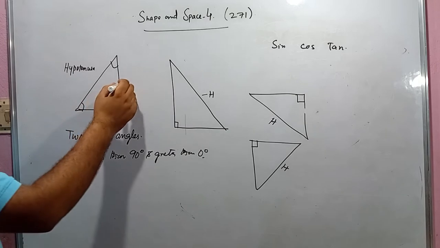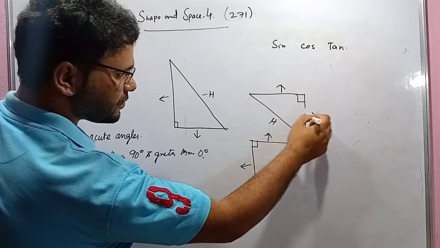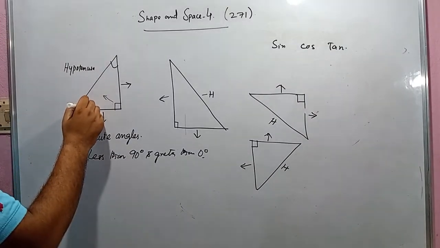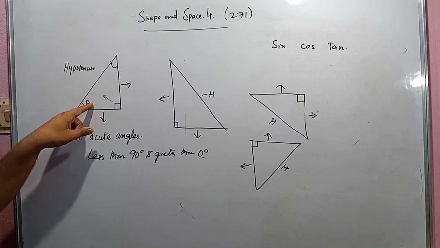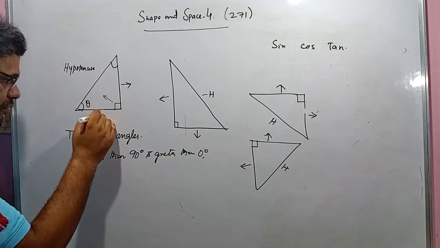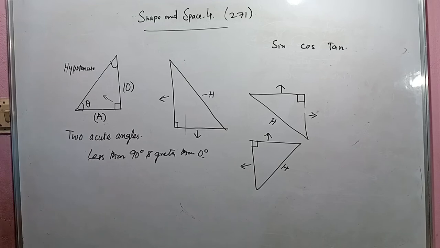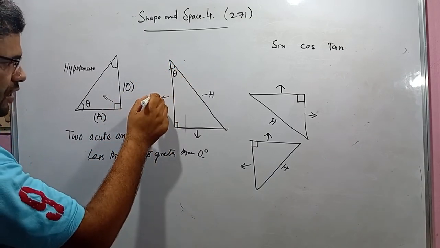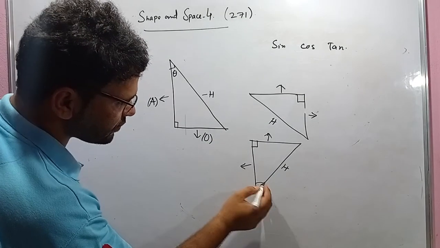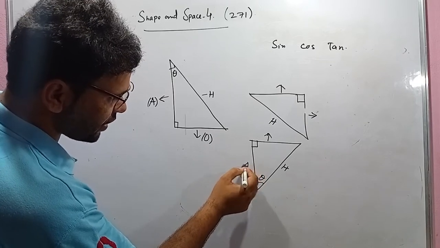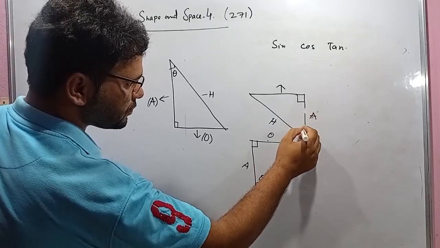Now, how to name these two sides other than the hypotenuse? These two names depend upon the angle chosen. For example, if I am choosing this angle, this is theta, I am taking the consideration of this angle. Then this side is adjacent to this angle and this side is opposite to this angle. This is opposite, this is adjacent, this is hypotenuse. Here I am choosing this angle, then this side is adjacent and this side is opposite. And here I am choosing this angle, so this side is adjacent and this side is opposite.